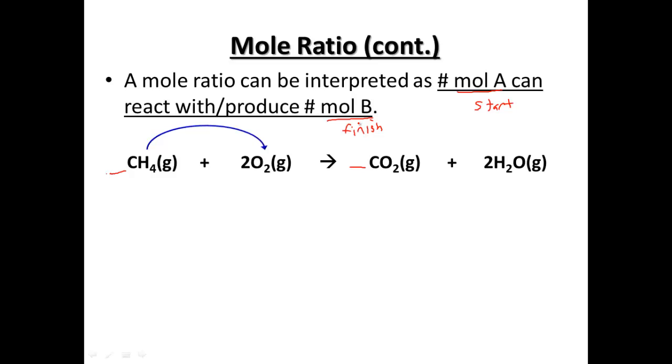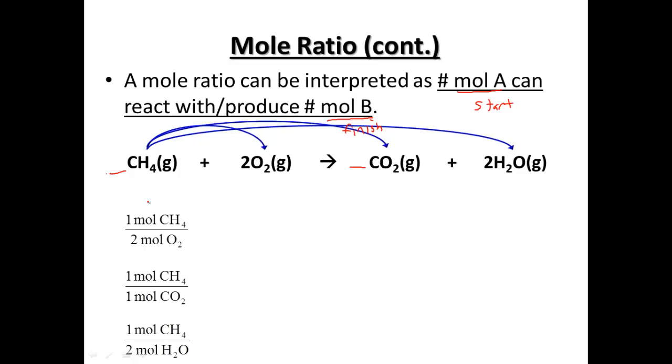So if we were to look at our first one, we can look at the mole-to-mole ratio between methane and oxygen. So 1 mole of methane over 2 moles of oxygen. So that's going to be our first 1:2 ratio. Now we could also look at methane to CO2: 1 mole of methane to 1 mole of CO2. And finally, 1 mole of methane to 2 moles of H2O. So we got a little bit of a setup on this first one to look through.